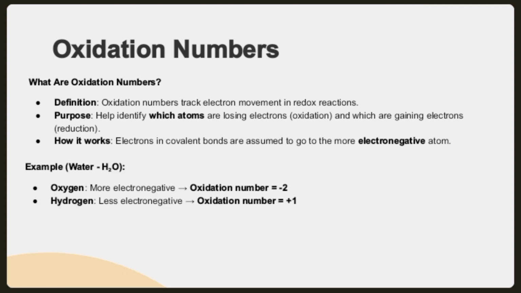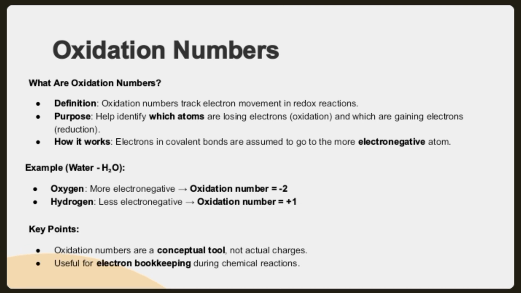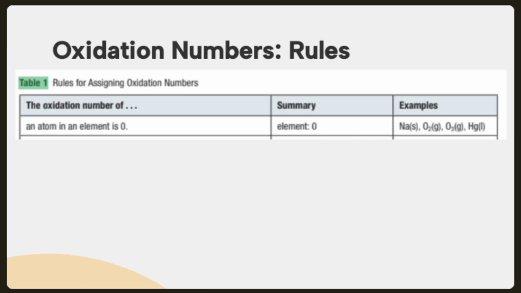For example, in water, H2O, oxygen is more electronegative than hydrogen, so we assign all the shared electrons to oxygen. As a result, oxygen has an oxidation number of -2, and each hydrogen has an oxidation number of +1. The oxidation number system is useful for electron bookkeeping, but it doesn't represent the actual charge of an atom. It's more of a conceptual tool. Alright, now that we're done with the key definition, let me introduce you to 5 rules of oxidation numbering.